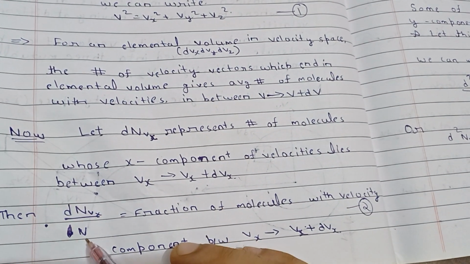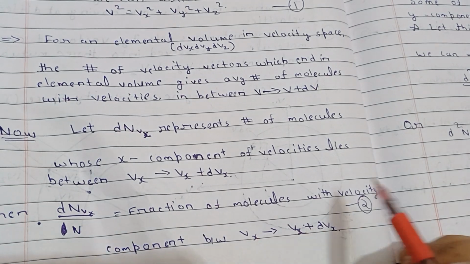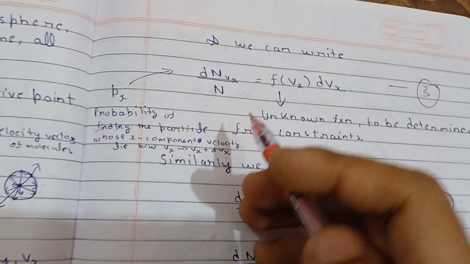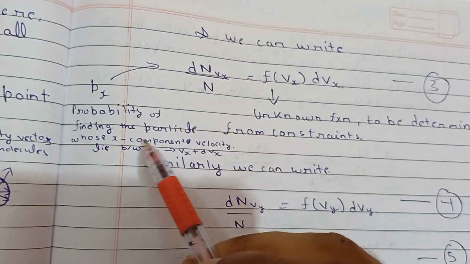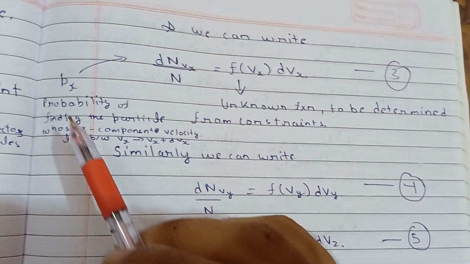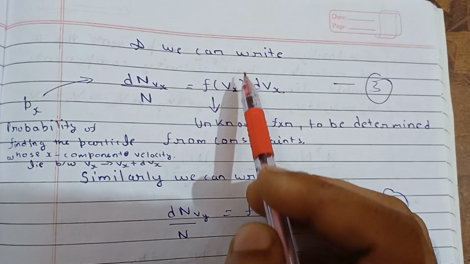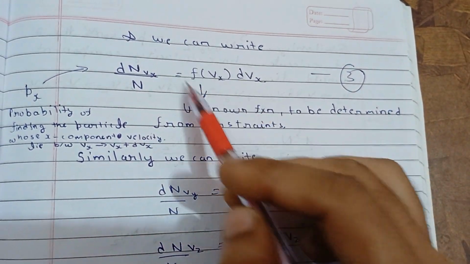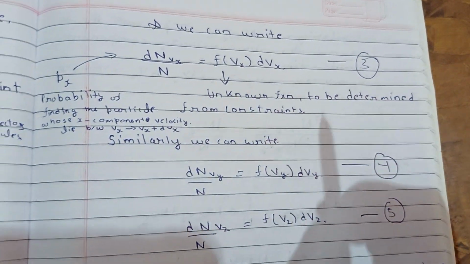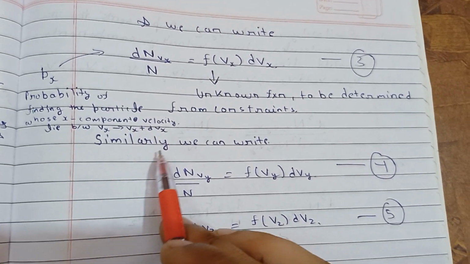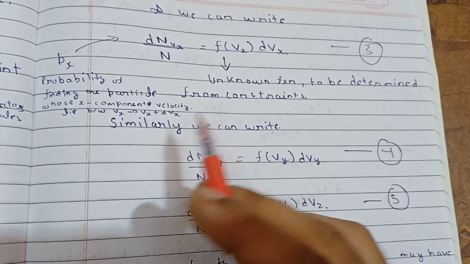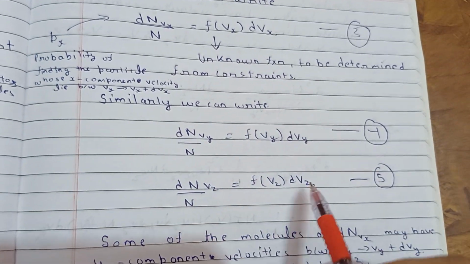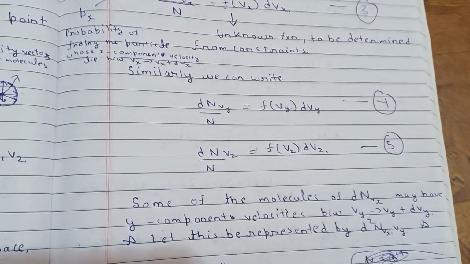Now dN_vx divided by the total number of particles will give you the fraction of molecules with velocity component between vx and vx plus dvx. This is the fraction, and we can write this as something like the probability of finding a particle whose x component lies between vx and vx plus dvx. So this will be equal to, we assume, some probability function f(vx) dvx. This is an unknown function to be determined from the constraint. So we need to find this function actually, and this is the probability function for the particle's speed. Similarly we can find it for the vy component lying between vy and vy plus dvy, given by f(vy) dvy, and for z it will be f(vz) dvz. So we have these three equations.